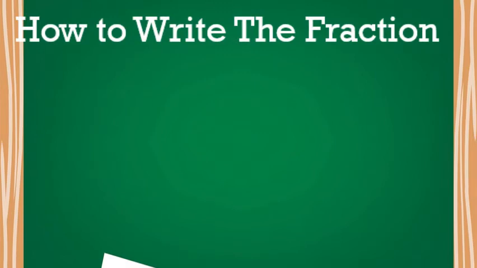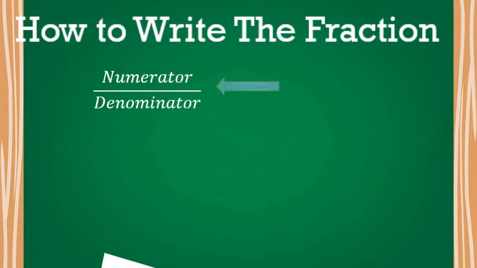Let's revise how to write the fraction. The fraction consists of two numbers divided by each other, as the upper number is called the numerator and the bottom will be the denominator. The numerator is represented here by 1 and the denominator will be 2. The denominator represents the parts I divided the whole shape into, but the numerator is the part I have.